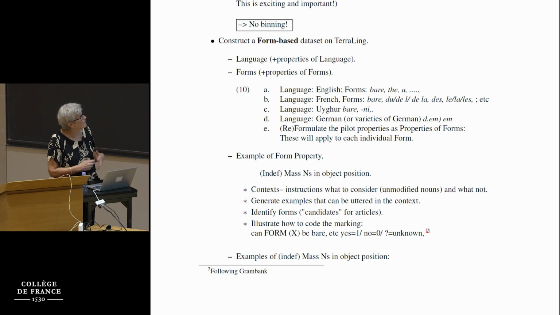Okay, and then we have an example of a form property. For example, we want to know what is the form of an indefinite mass noun in object position. So we give a context to people, with the instruction on what to consider. Unmodified noun, so don't put modifiers, because then you get into other problems. Generate examples that can be uttered in a particular context, so you have to control for context and for interpretation in that context. You identify forms, that is, the candidates that you might want to consider for articles, and then you show how to code for the marking. Can form X be bare, have an article, and so on. Okay, so I'll show you the table of what this is.